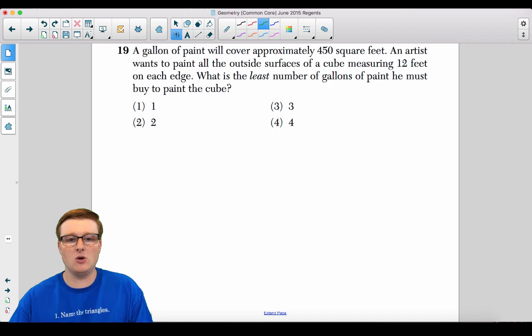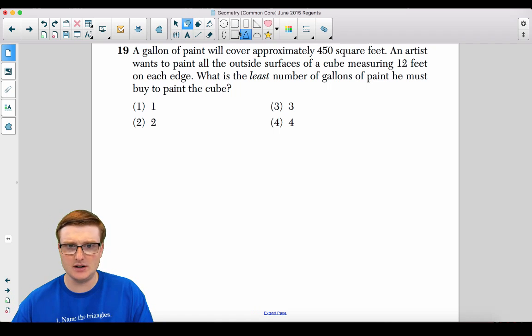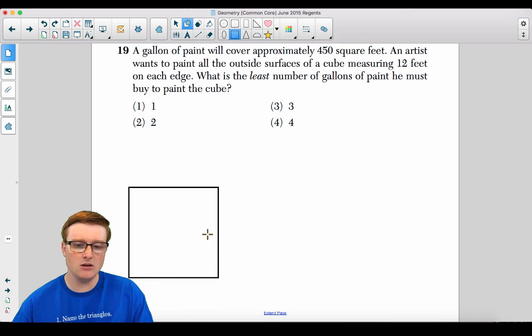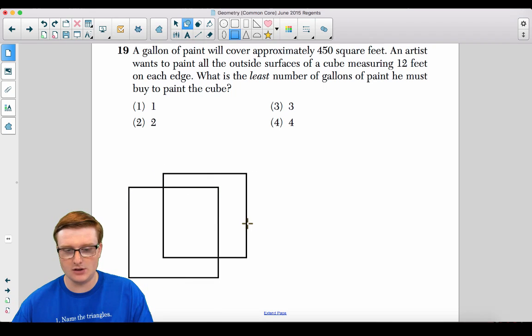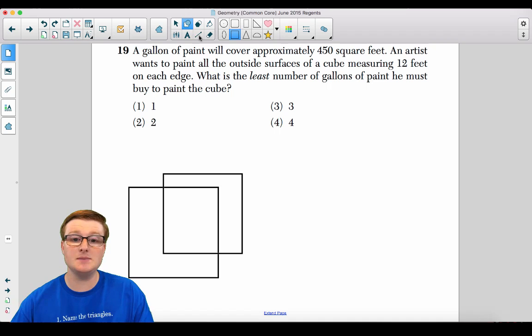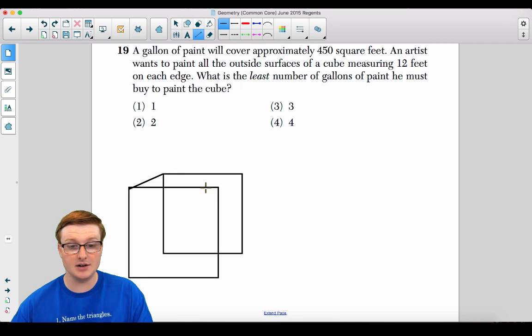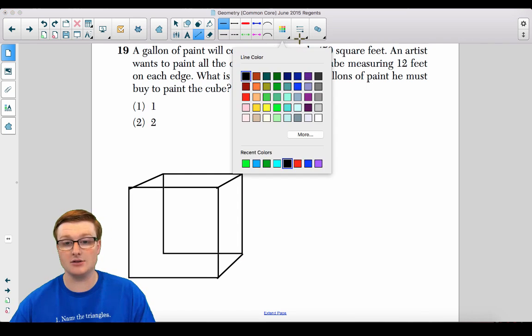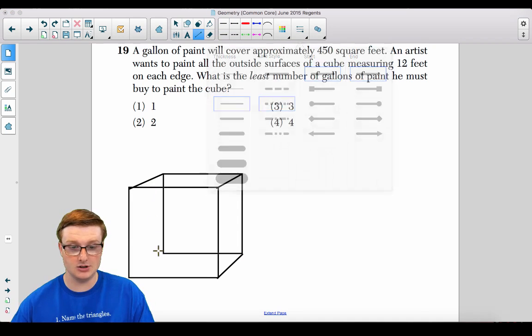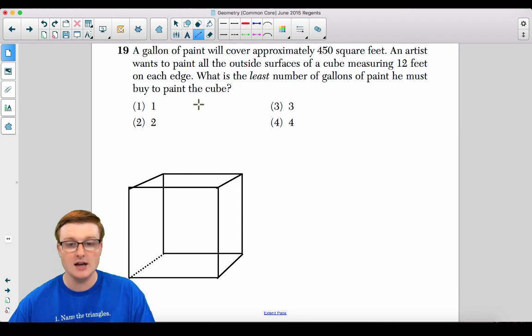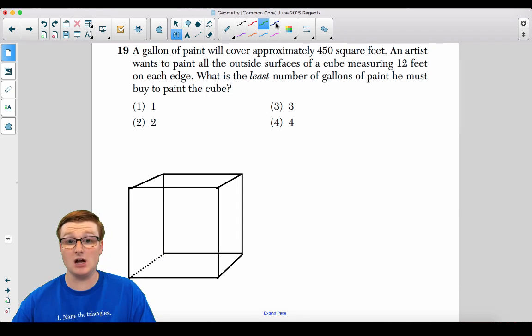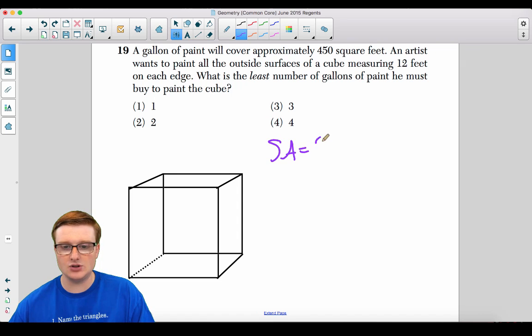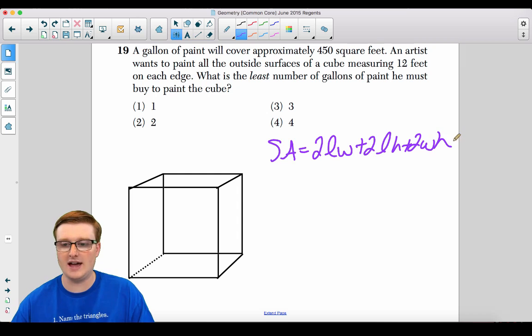So what you need to know is, what's the surface area formula of a cube? Now look, they really don't test this often on the Regents, but it is beneficial to know the surface area formula of a cube, just in case they ask for it on another exam. All right, I'm going to draw a little dotted line behind here just to show it. The surface area of a cube is 2 length width plus 2 length height plus 2 width height.